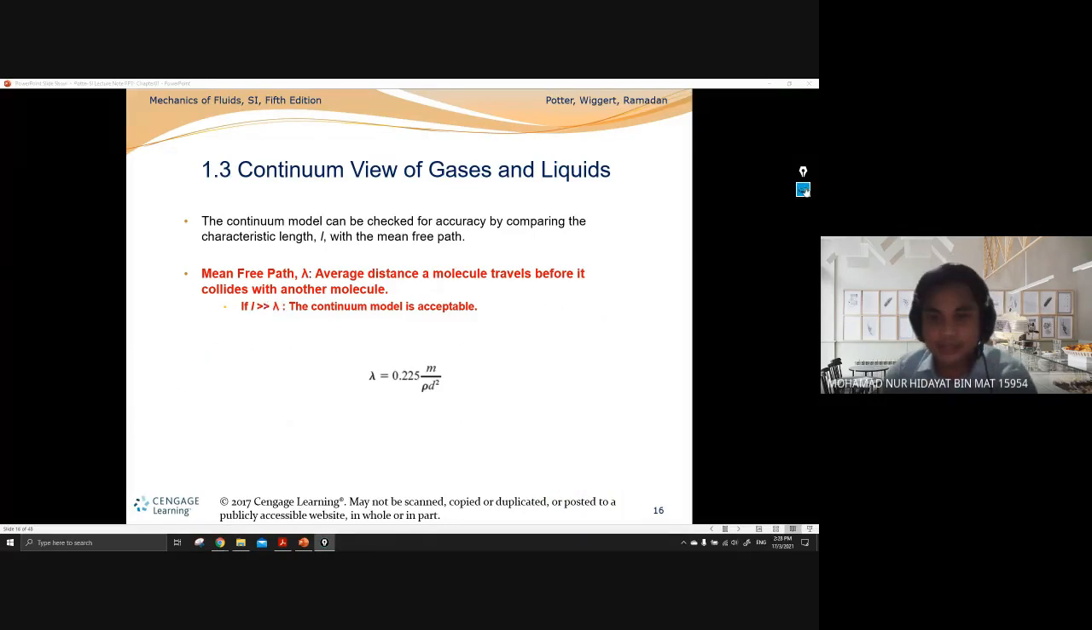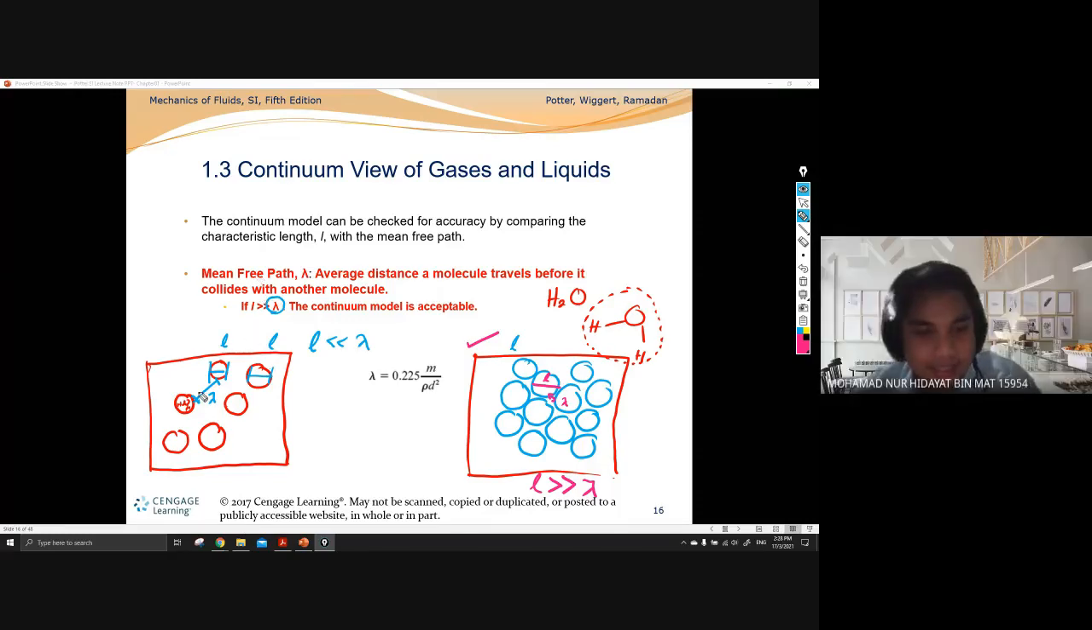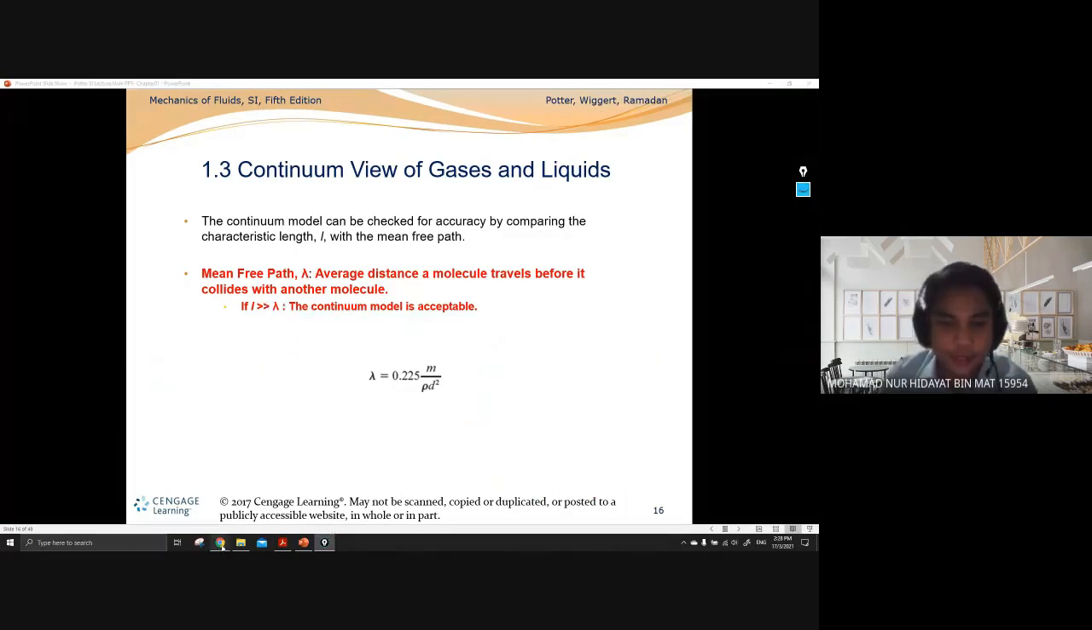Can you understand this? Yes, doctor. Okay, for this case, can you see the particles are not packed together? This is not considered as the continuum process, continuum of the gas or the liquid, because the particles are far, far away. That is why we compare L versus lambda. Are you clear about this?